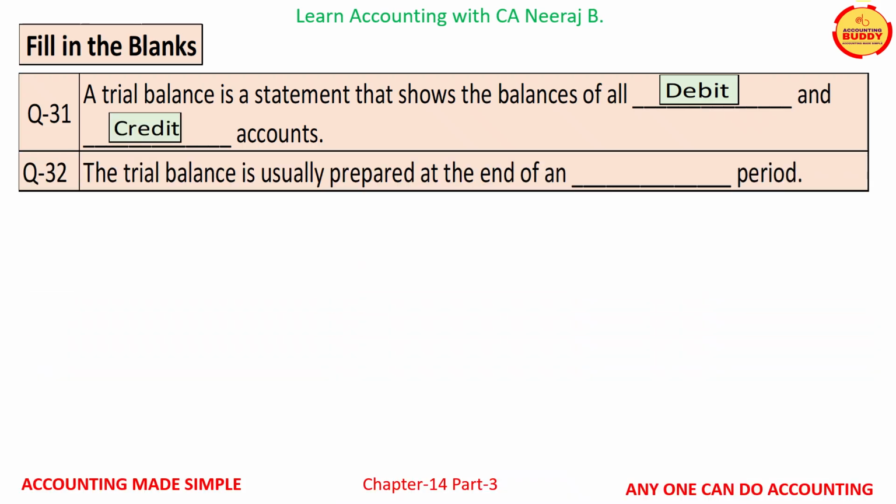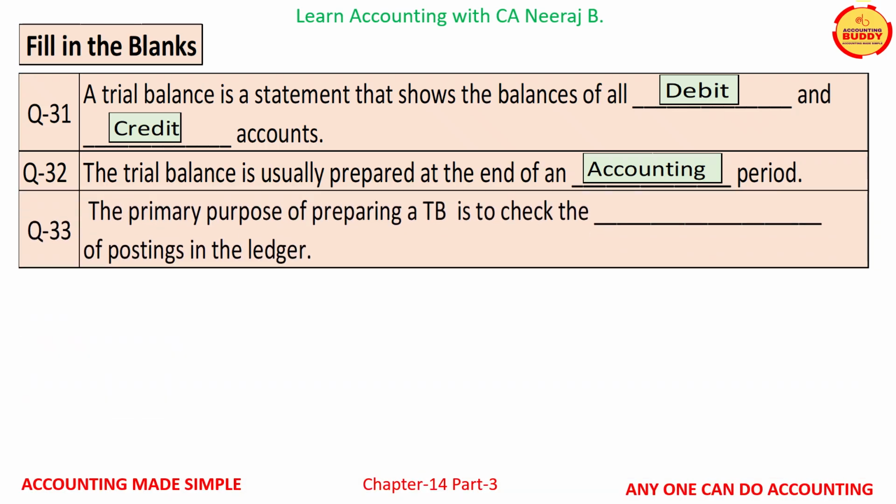Question number 32. The trial balance is usually prepared at the end of an dash period. And the correct word is accounting period. Question number 33 is the primary purpose of preparing a trial balance is to check the dash of postings in the ledger. And the correct word is arithmetical accuracy of postings in the ledger.